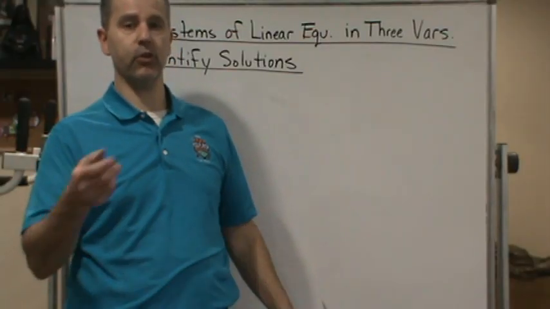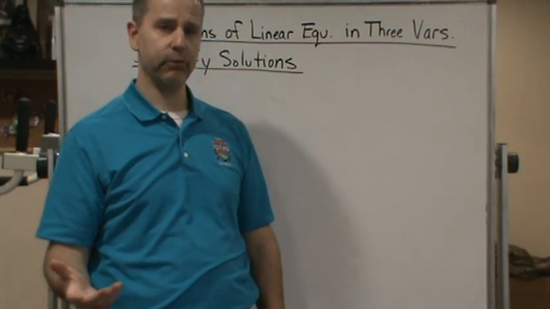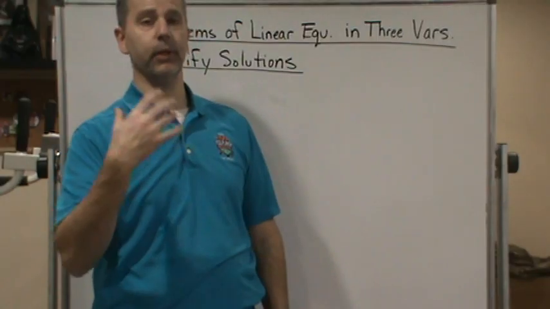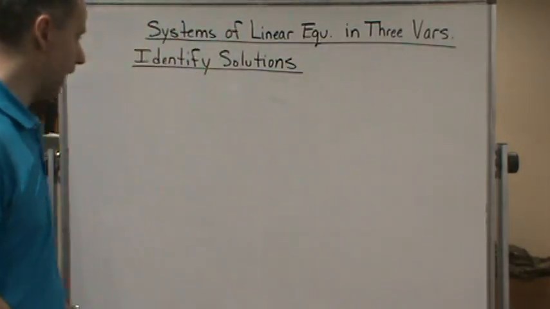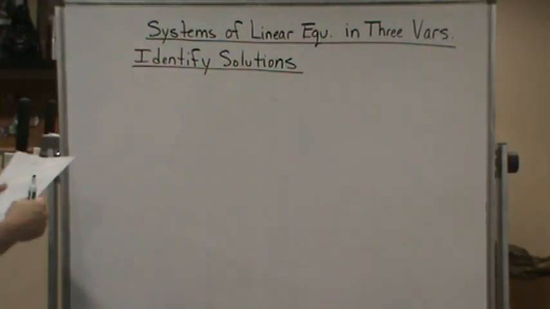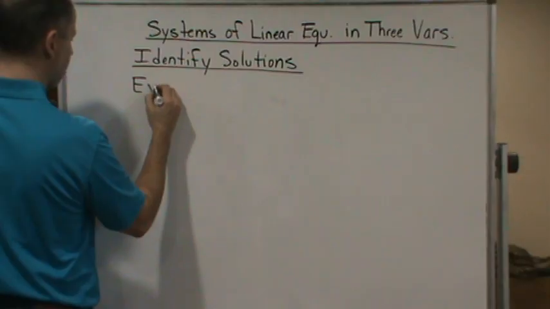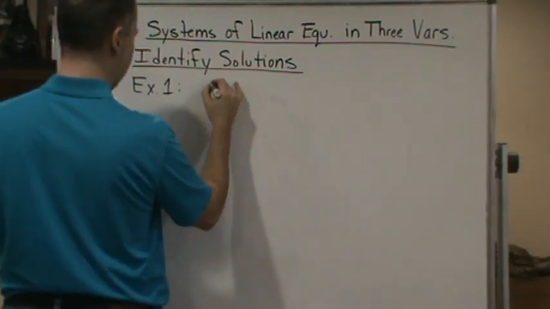Okay, so we're also going to talk about the idea of how many solutions we might have. We're also going to be looking at, instead of ordered pairs, now ordered triples. Okay, so let's jump right in with an example. In this example, we're given a system of equations, and here they are.